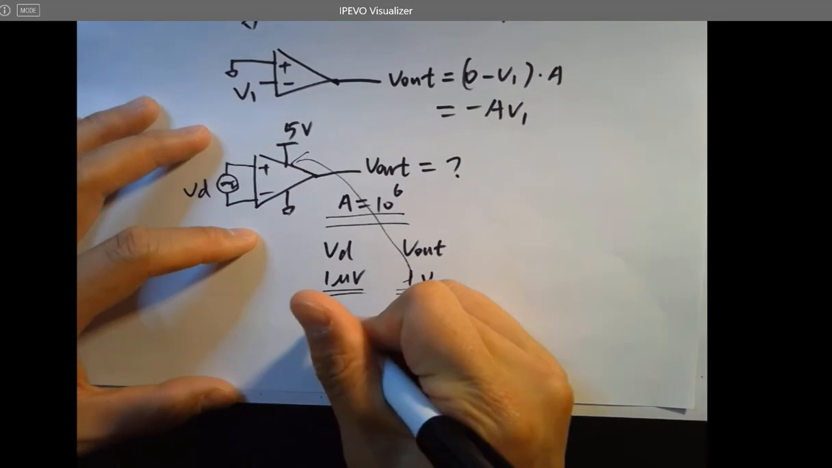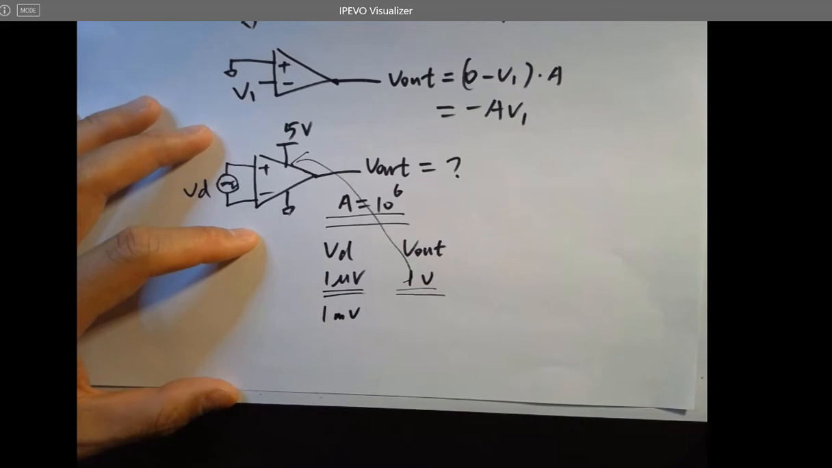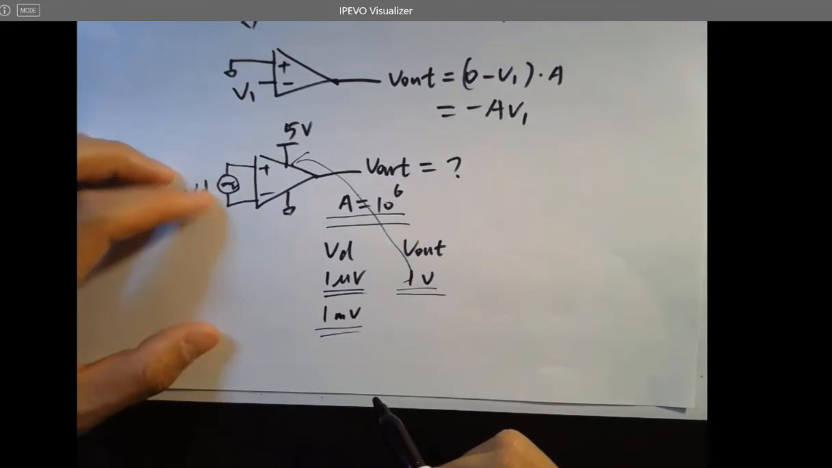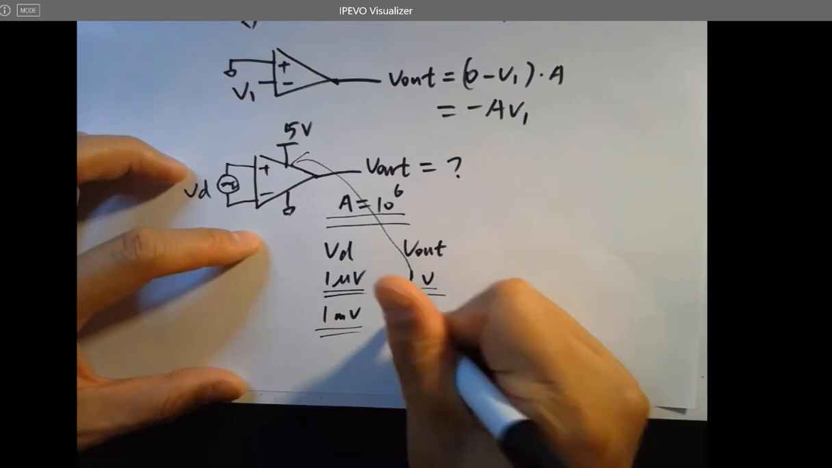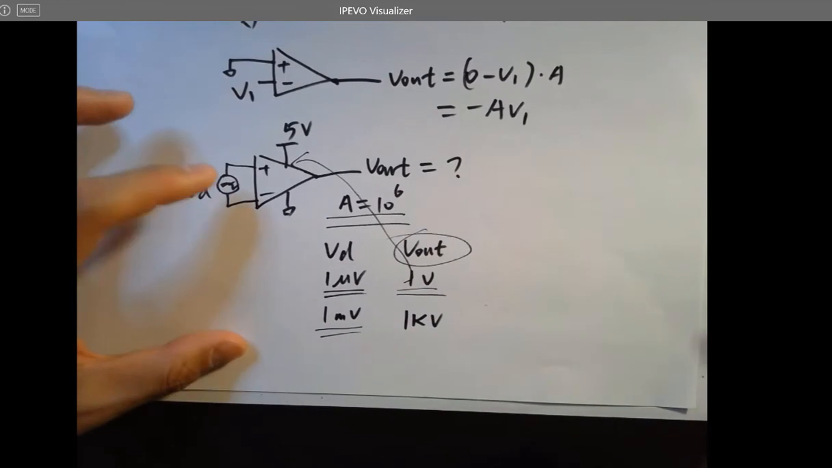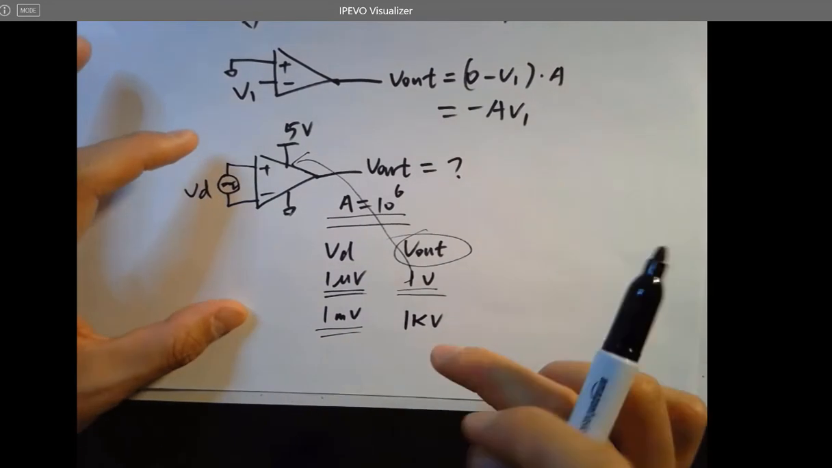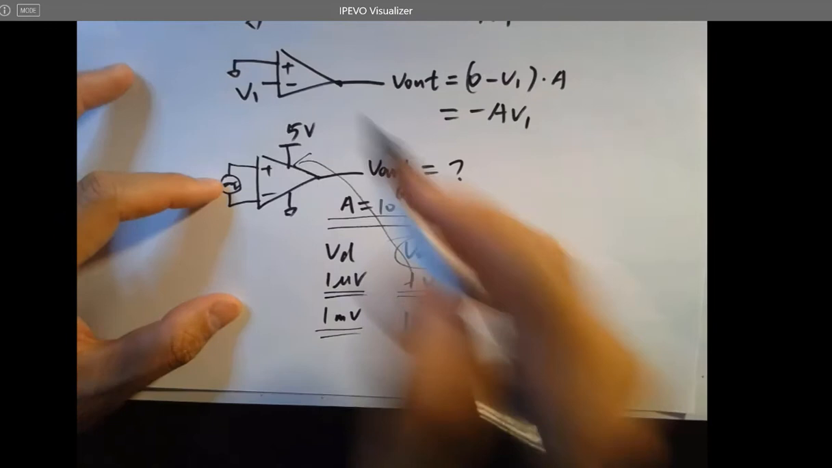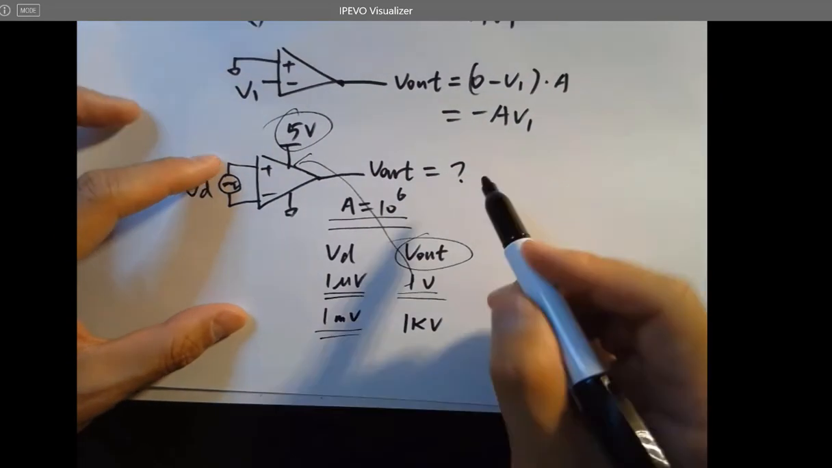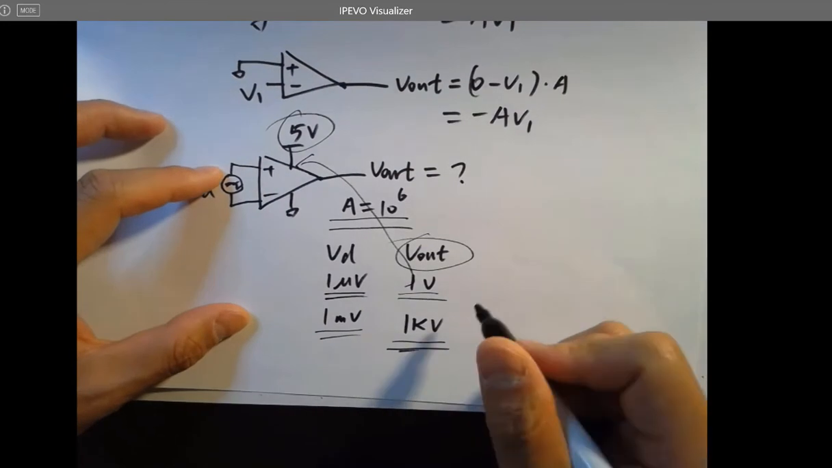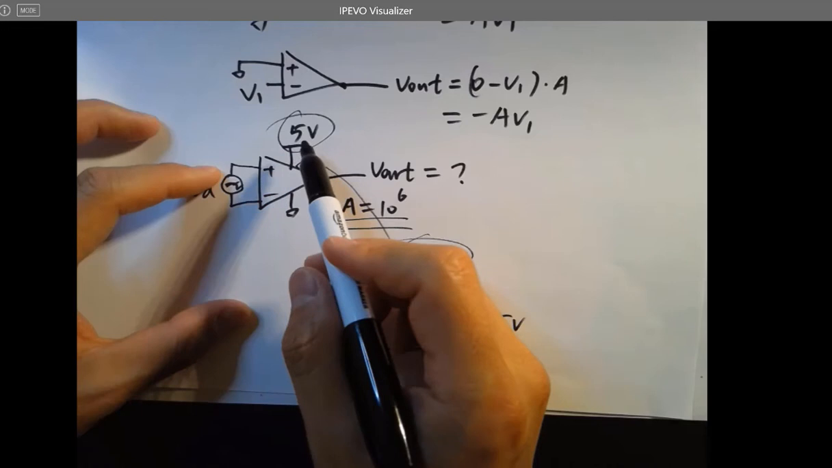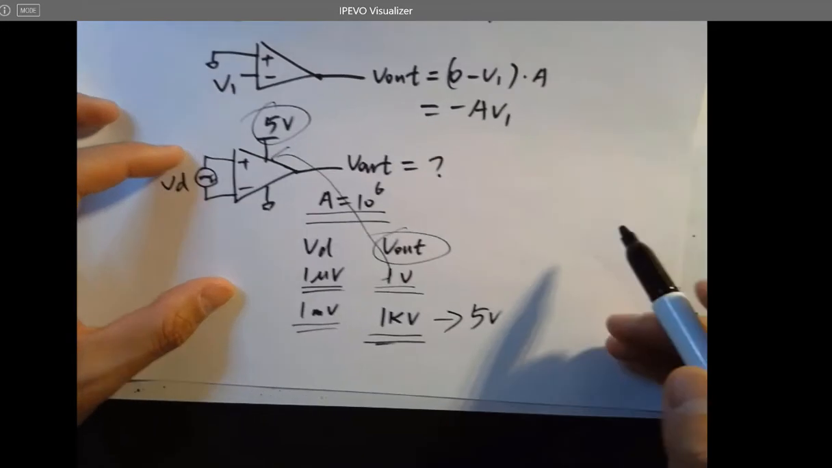It's very easy for the voltage difference to be in the millivolts range. So if you have 1 millivolt difference as VD from the two terminals, you are going to get 1,000 volts output. And definitely none of these integrated circuits can handle 1,000 volts. You only have 5 volts as a maximum. So what's going to happen is your V out is actually going to be 5 volts. That's the maximum voltage the power supply can offer.